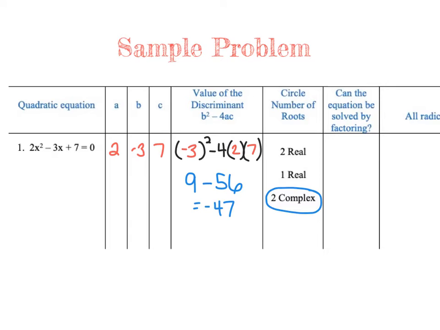Can the equation be solved by factoring? This is no. Remember, it can only be solved by factoring when the radicand ends up being a perfect square. Something like 0, 1, 4, 9, 16, 25, etc.